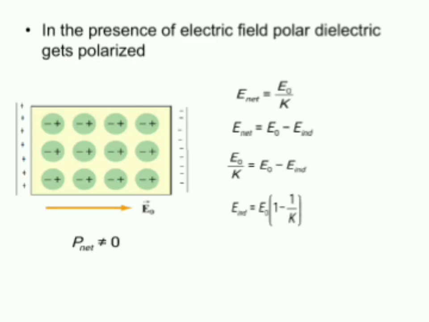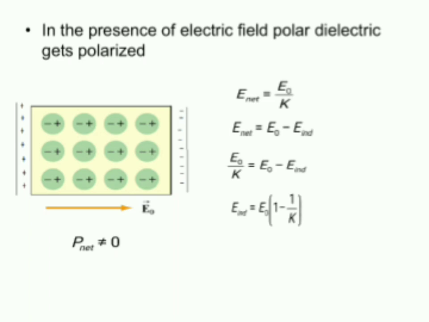But when you apply an external field, you can observe in the diagram that the negative and positive charges get separated. Towards the positive plate we have a negative charge and towards the negative plate we have a positive charge. So it has a net dipole moment now, which is not equal to 0. Then again the net field becomes E naught divided by K because of the electric induction, or field induced inside the dielectric.